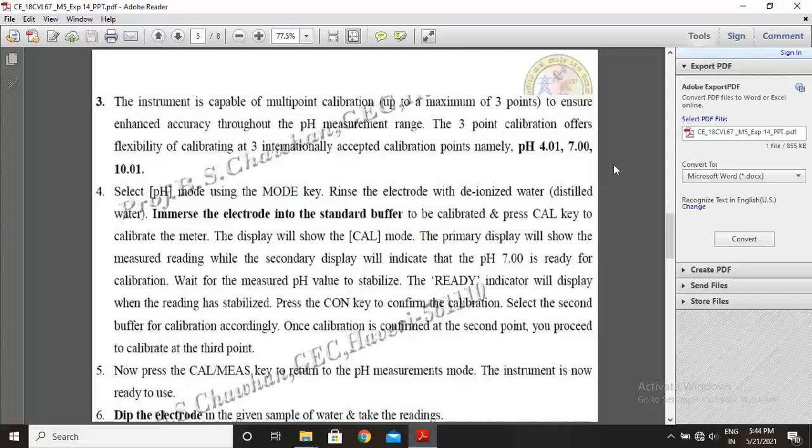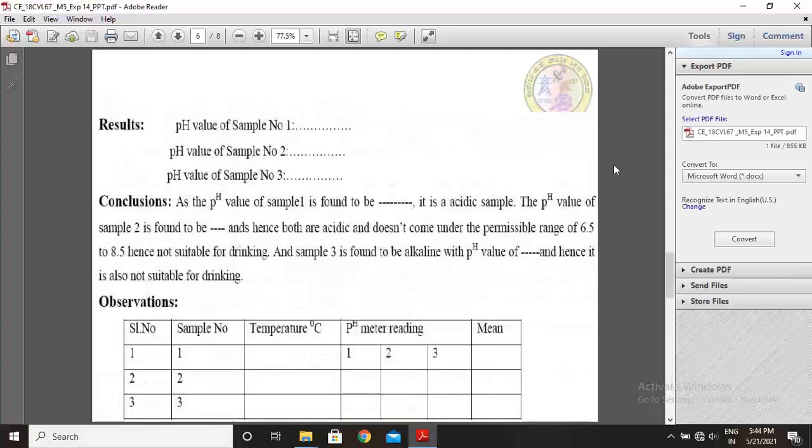Okay, so next step, see the results. You note down the pH value of sample number 1, the pH value of sample number 2, and the pH value of sample 3. We get the readings directly by rinsing the pH electrode and dipping it into the required samples.